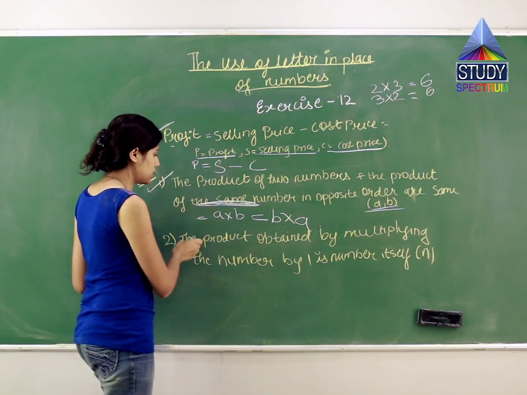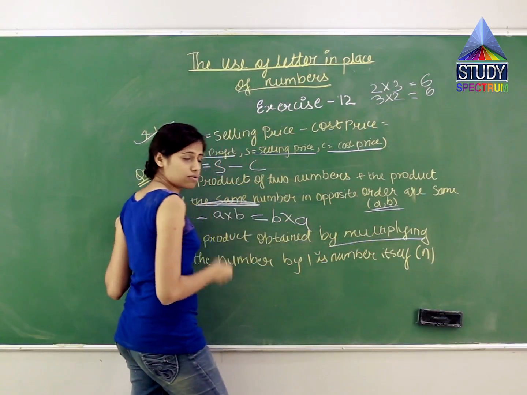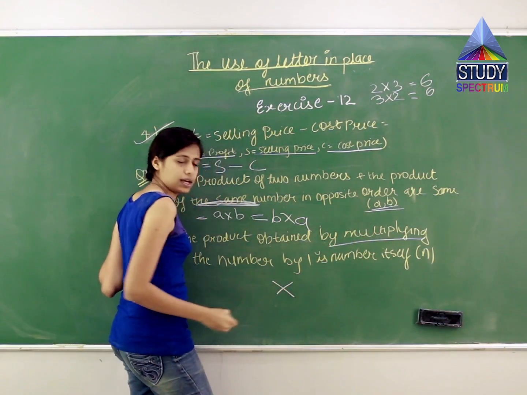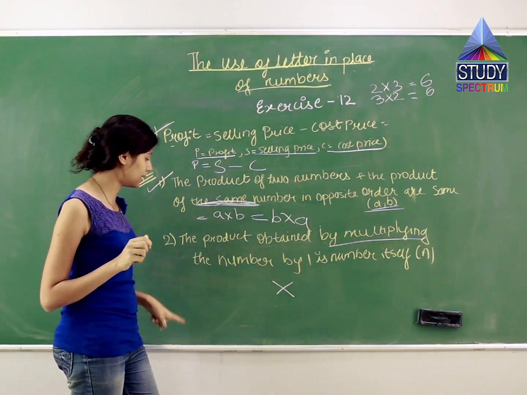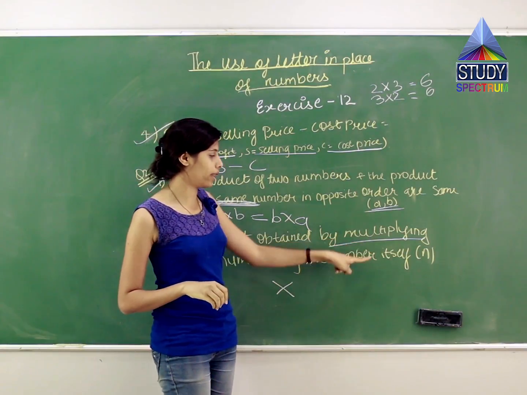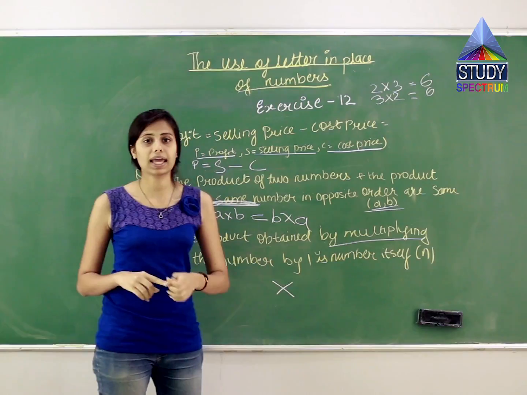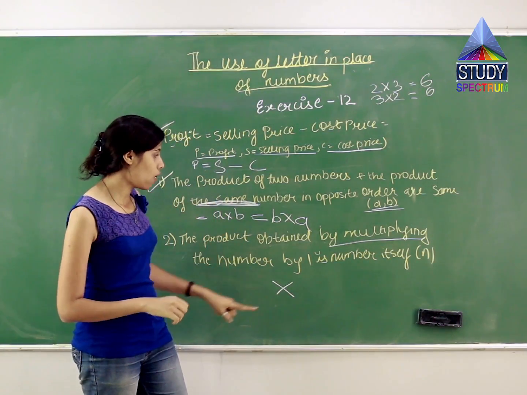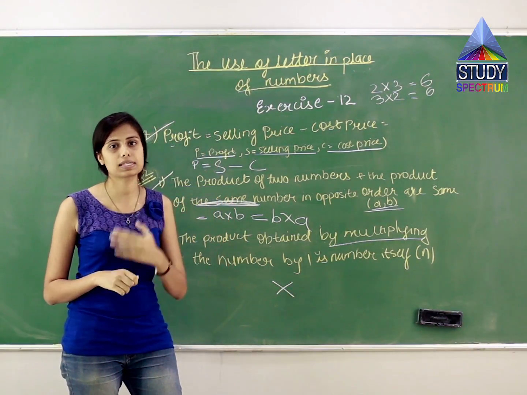Now the second statement, the product obtained by multiplying. What they are telling you? They are telling you to multiply. What is the meaning of multiply? Multiplication sign which is a cross mark. Multiply the number by 1 is number itself which is n. Means what? एक number है n. उसको किससे multiply करना है? उसको 1 से multiply करना है. And the answer will what? The answer will remain the same.